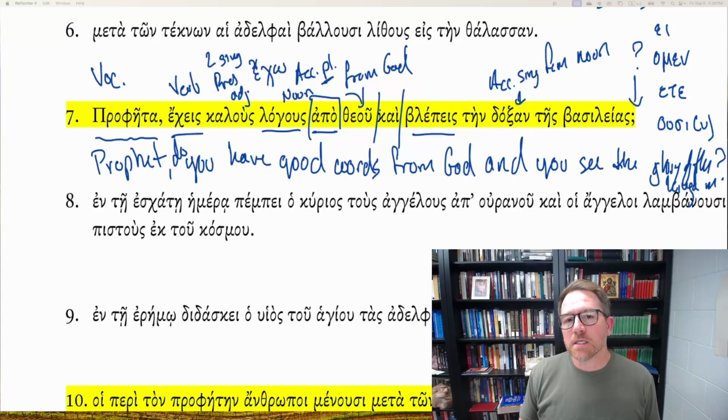Neither of those clauses has a nominative noun. It's from the vocative, prophet. It's addressing the prophet. And then the second person singular, you have. So we don't see a nominative noun, but we do have this pile up of accusatives, accusative nouns, and prepositional phrases. Which good words are we talking about? The good words that are apo theou, from God. The glory, what glory are we talking about? The glory, tēs basileias, of the kingdom.